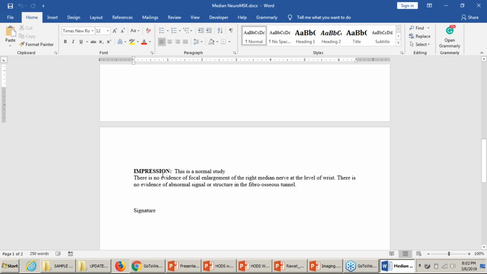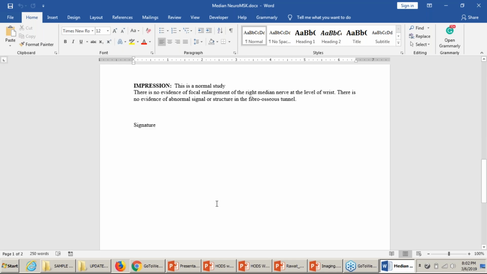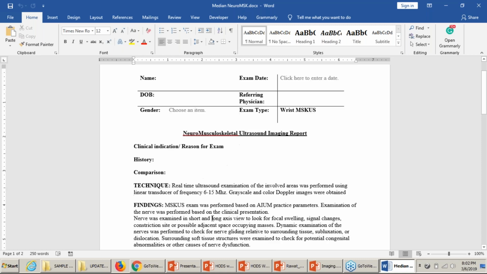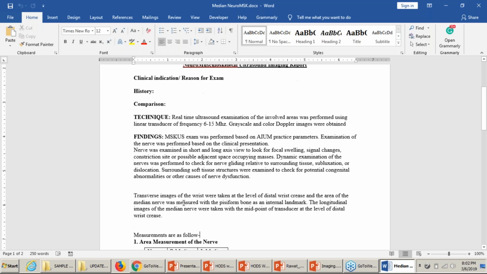And then in impression, you will summarize how the nerve looks, if there is any focal enlargement, if there is any abnormal signal or structure within the nerve or around the nerve. That's what you mention here. So this is going to be a shorter report because you're just imaging one structure.